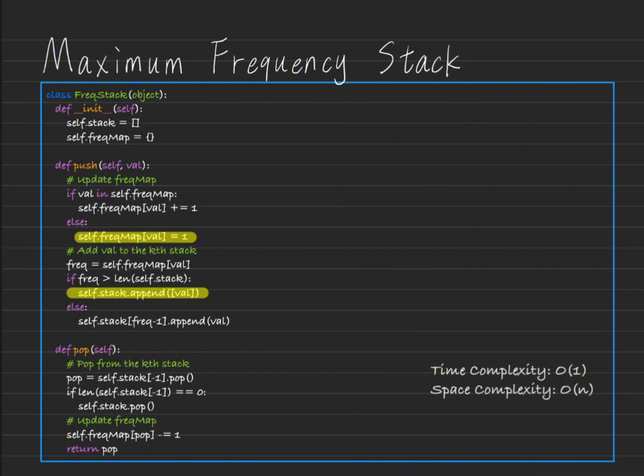The final time complexity is O(1) for both push and pop, and the final space complexity is O(n) for the frequency map and the 2D stack list.